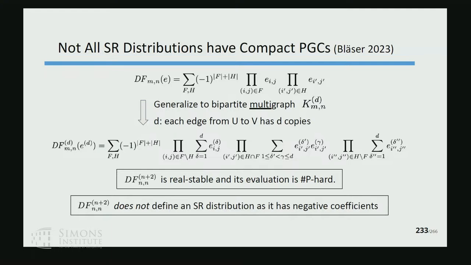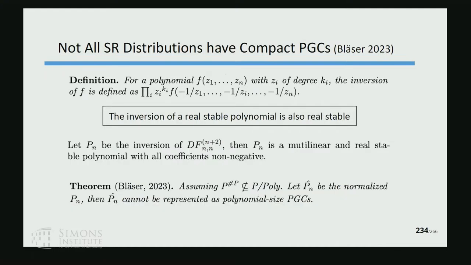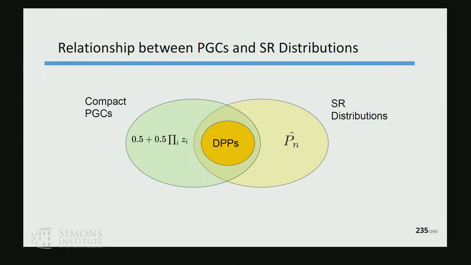There are some very interesting details in this proof. It's somewhat non-trivial because you have to make sure that this polynomial represents a distribution, so no negative coefficients and so on. But you can check the work later. And so here's the statement of the theorem. If #P is not in P/poly, then this particular generating polynomial has no PGC that's compact. All right, so then this is the picture we're left with.